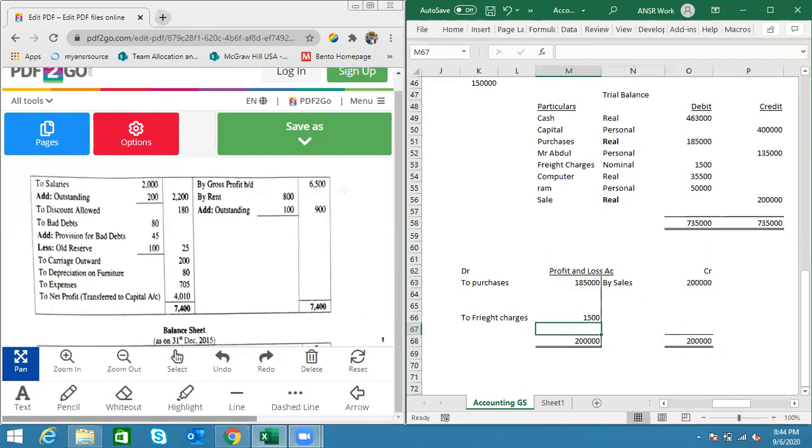Then we find the balancing figure. The balancing figure on the lower side, which is this minus, sorry, minus this, is nothing but your profit or loss. $13,500 to be calculated in the profit and loss account. Can somebody tell me, is it a profit? Is it a loss? It's a loss.